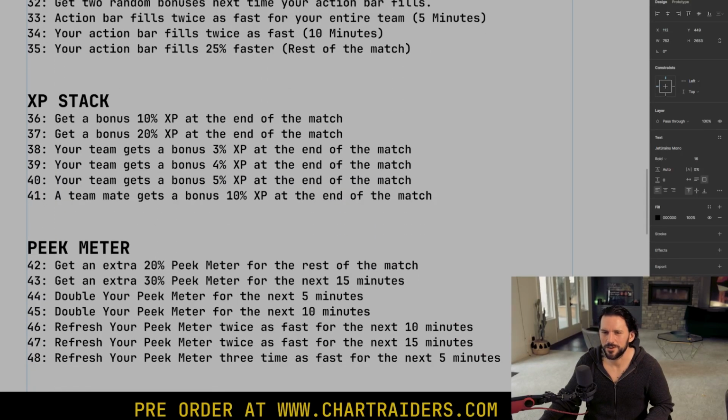Here we go, peak meter. Now, if you don't know what peak meter is, go watch the last video on the lobby system where we break down the peak meter and you'll be able to see exactly what this does. But for us right now, we're just doing the action bar setup.